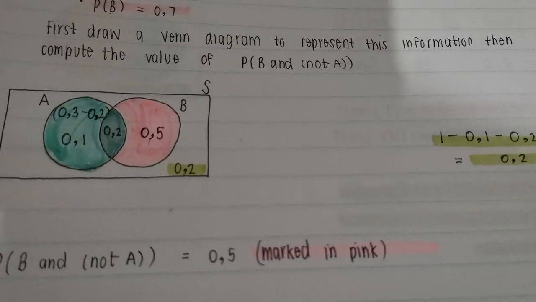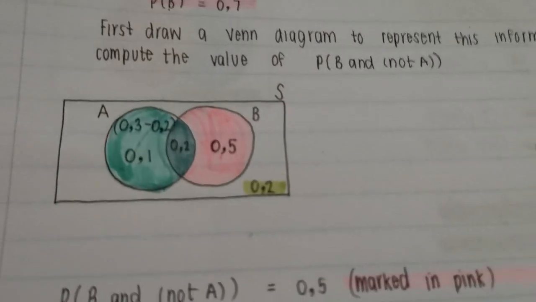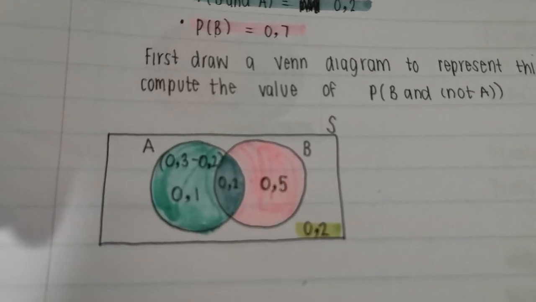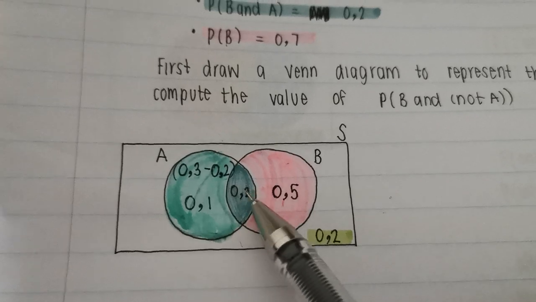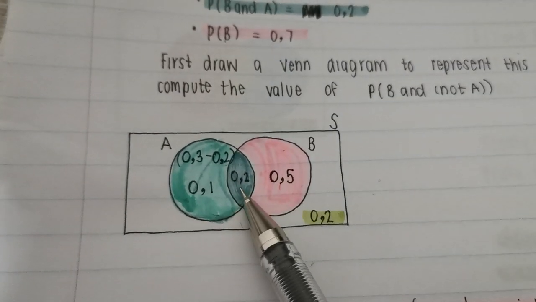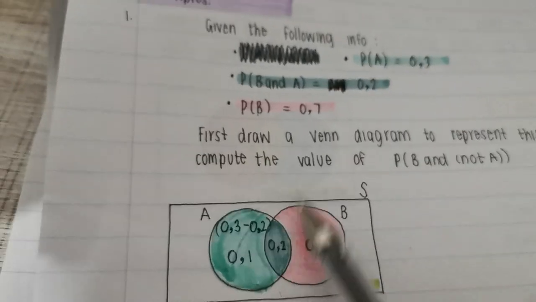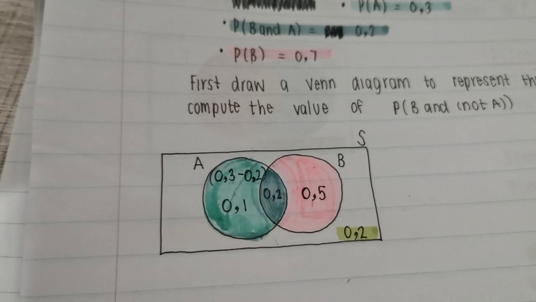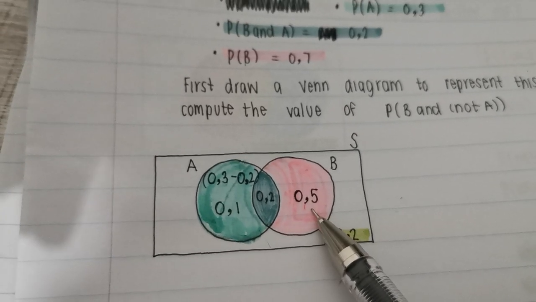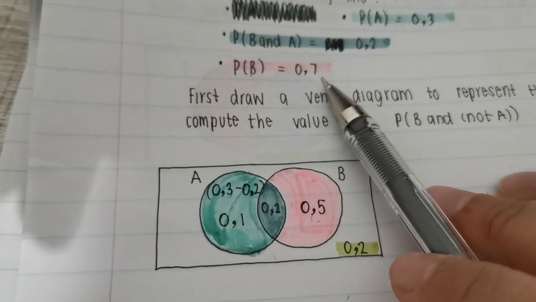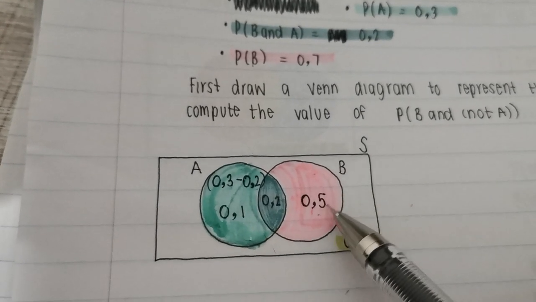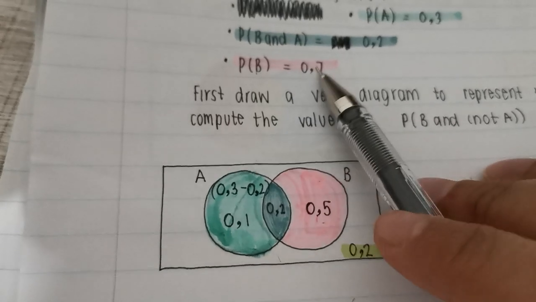Okay, now I filled in all of the information. Let's talk about the information being filled in. I started at the middle. I told you to always start at the middle with the and part, so I filled in this part here first. Then I took the 0.3 over here of A, minus this middle part to give me the 0.1 over here. I wrote the calculation for you in case you wanted to know. And to get the 0.5, I took the 0.7, because I know that the whole circle of B means 0.7. So 0.5 plus the 0.2 gives me the 0.7.